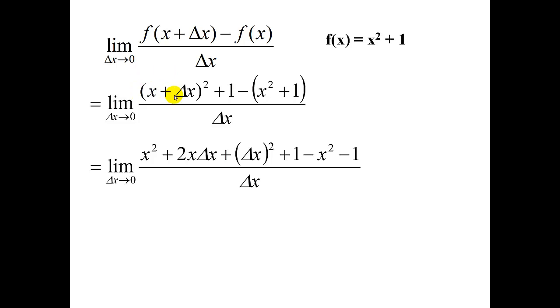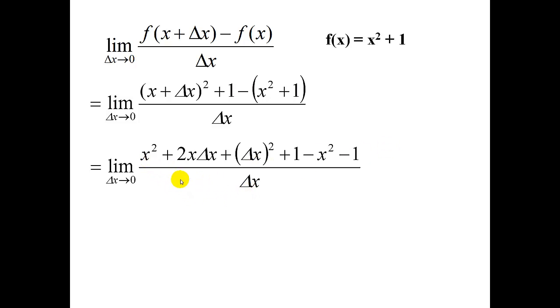We can distribute out the x plus delta x when we square it, and you get x squared plus 2x delta x, that's the middle term, don't forget about it, plus delta x squared, plus the 1. So all of this is an expanded out version of f of x plus delta x, minus x squared minus 1. Notice we distributed the negative, all divided by delta x.